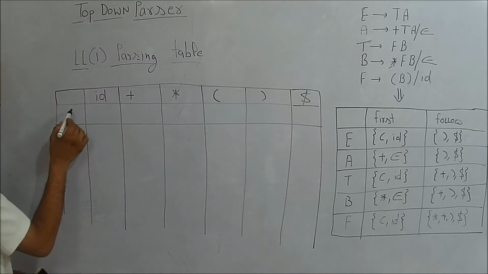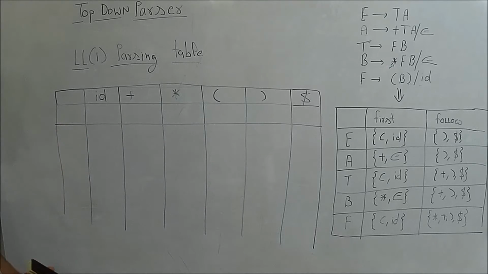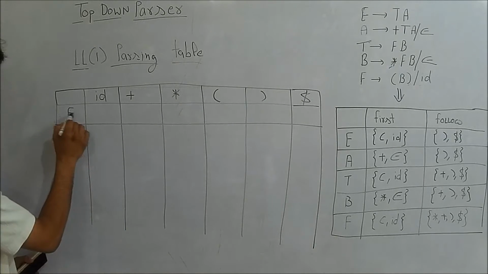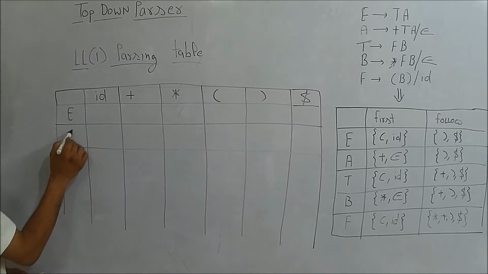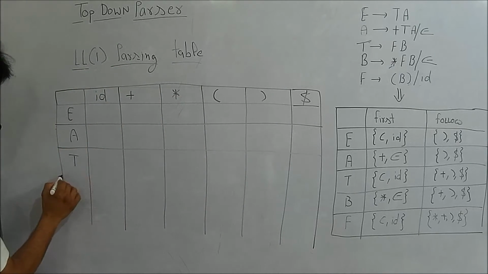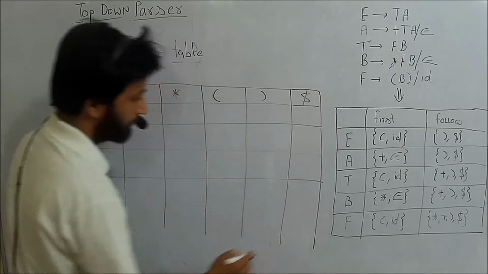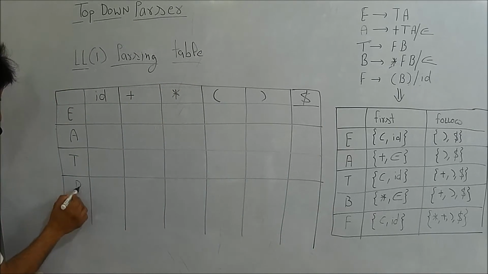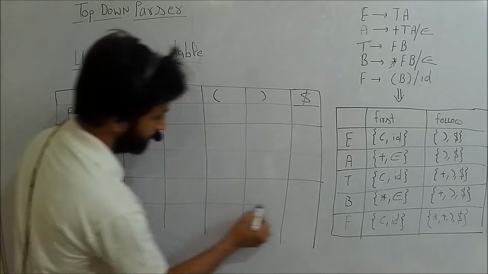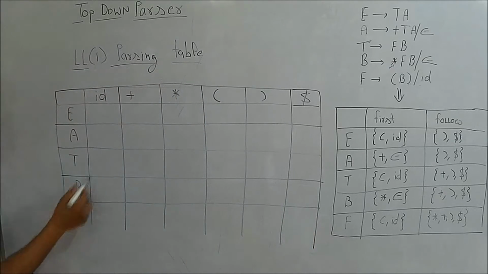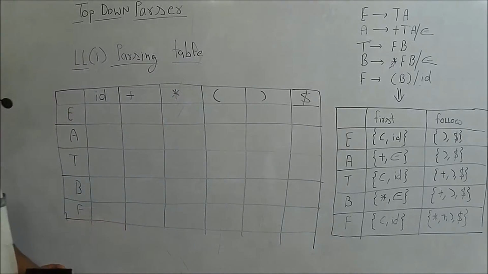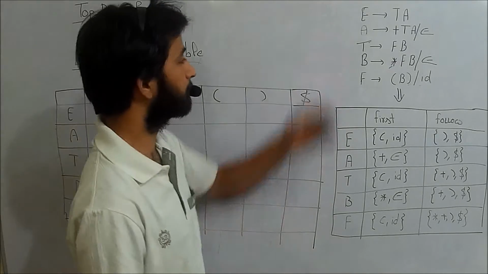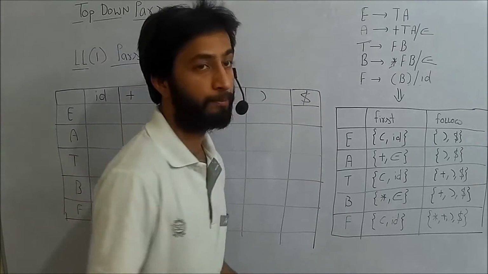And here I will write the non-terminals, and they are E, the second is A, the third is T, then we have B, and at the end we have F. So in this table I have to put the productions of this grammar, and let us check how I will put them.